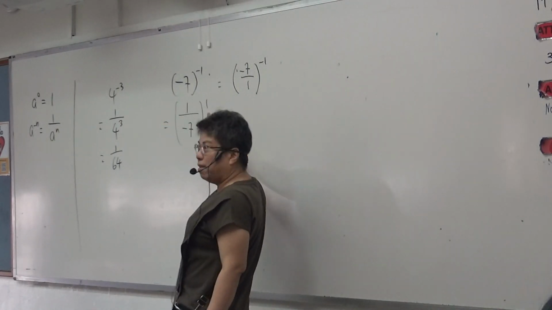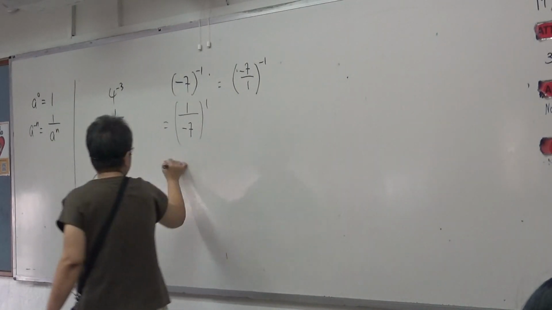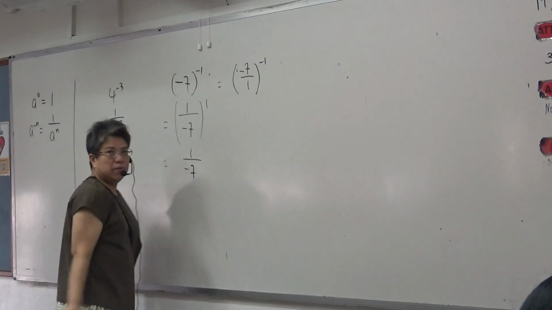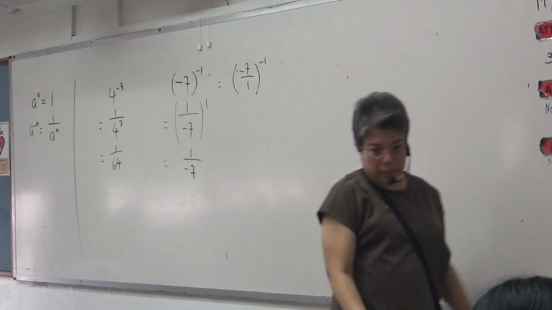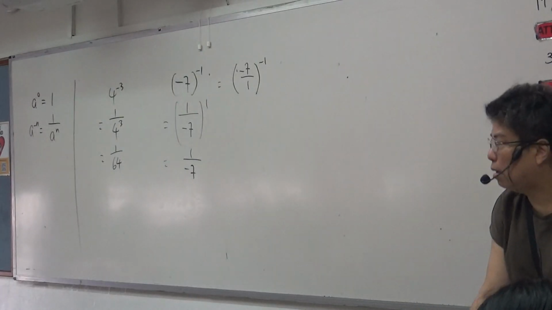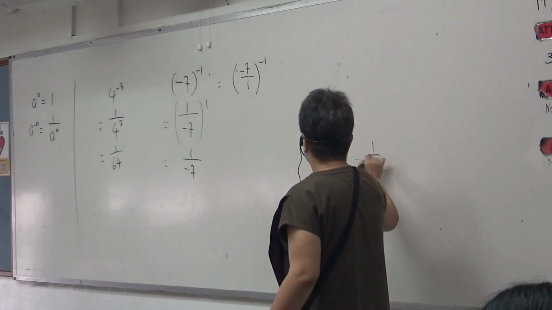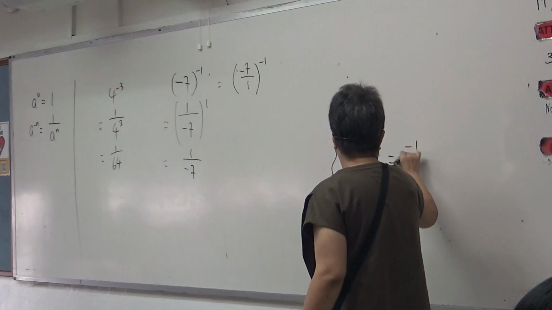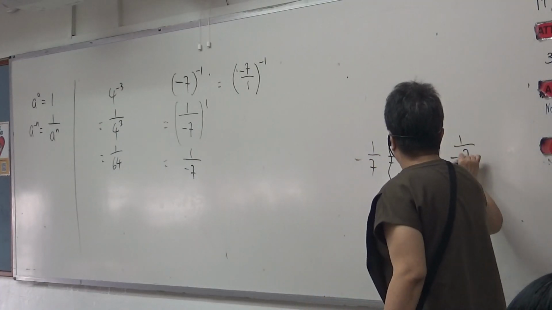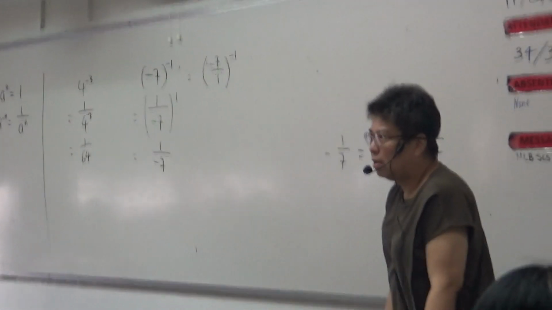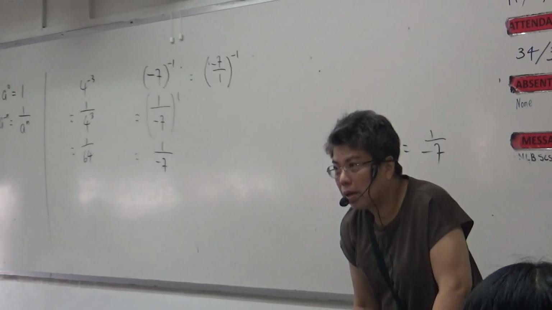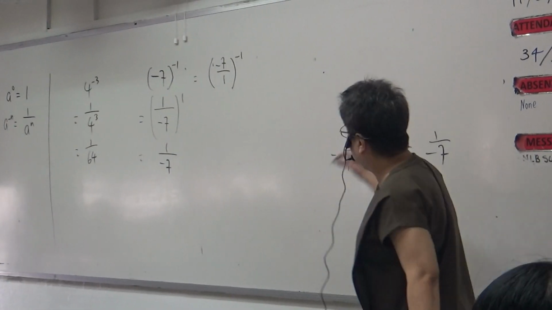But must you put 1? No need. So it's just 1 over negative 7. Okay, or negative 1 over 7. It doesn't matter. Now, some people are always asking me this question. If I put like that, I put like that, I put like that, is it the same? Yes. They are the same.